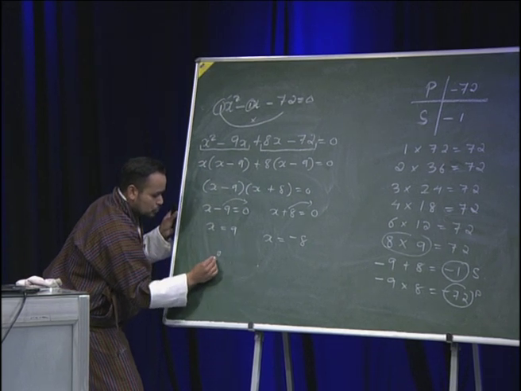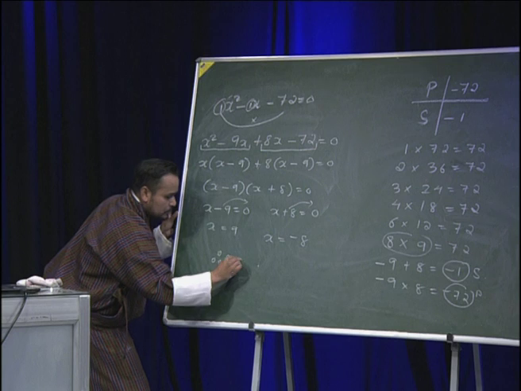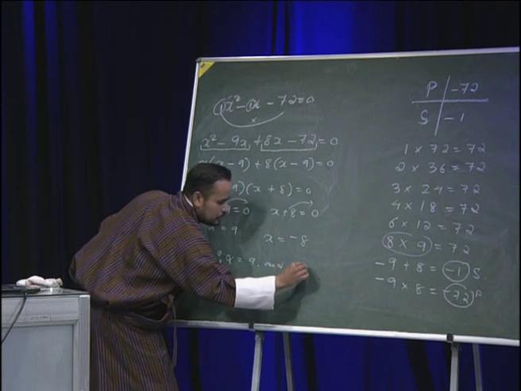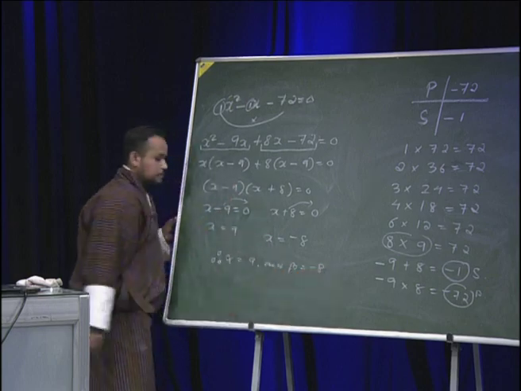Therefore, my two roots are alpha equal to 9 and beta equal to negative 8. Example number 4.